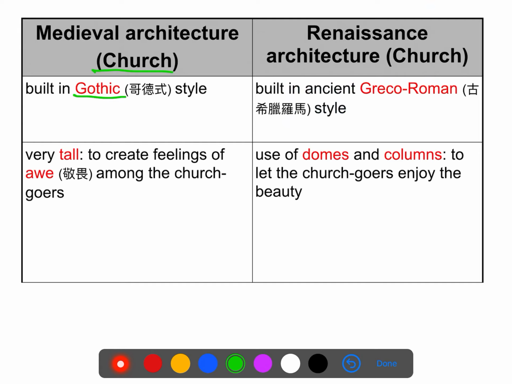But in the Renaissance period, they tried to build in the ancient Greco-Roman style. Okay, this is a new style they used. So now you can find both Gothic style and Greco-Roman style in many European countries because of the changes. In the past, only Gothic style, but because of the Renaissance, they also have Greco-Roman style. For Renaissance architecture, as I mentioned, they like to use domes and columns.